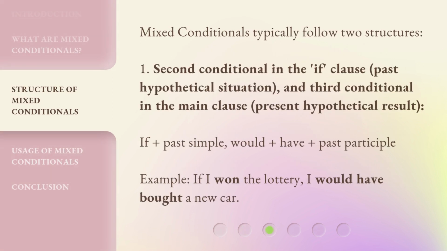Mixed conditionals typically follow two structures. 1. Second conditional in the if clause, past hypothetical situation, and third conditional in the main clause, present hypothetical result. If plus past simple, would plus have plus past participle. Example: if I won the lottery, I would have bought a new car.